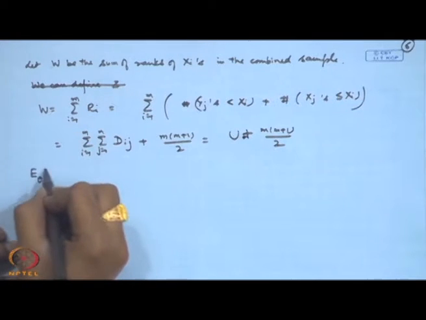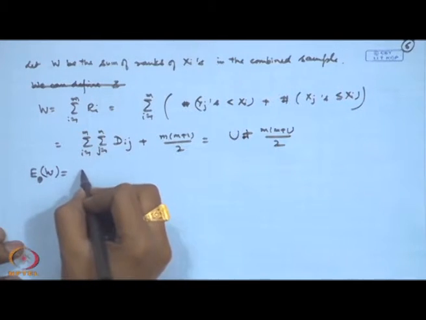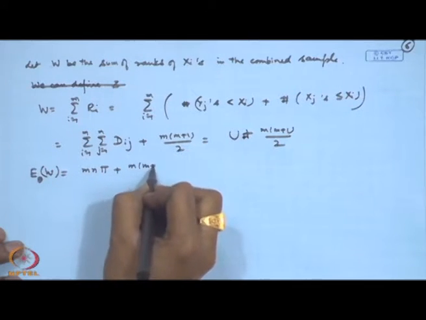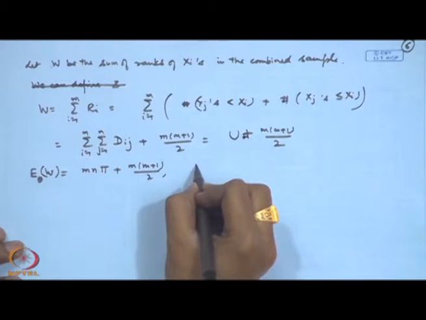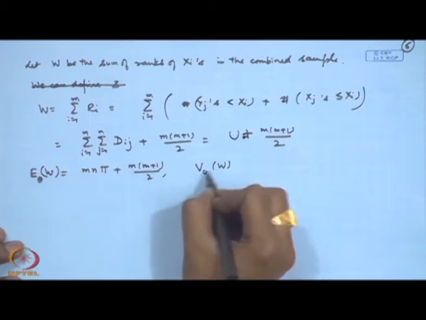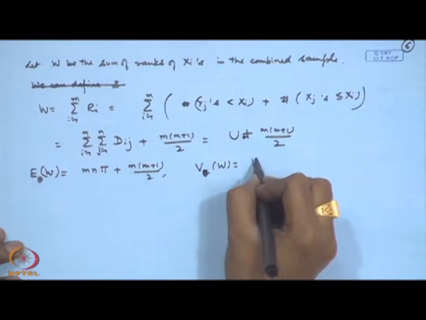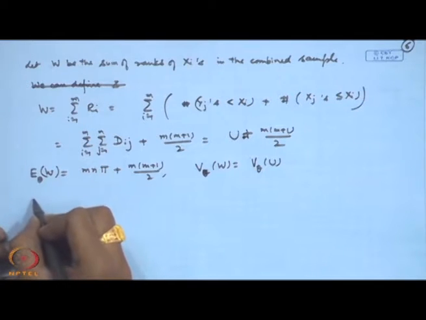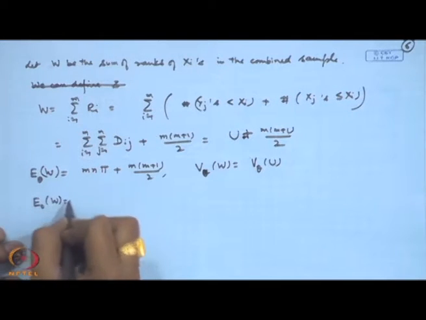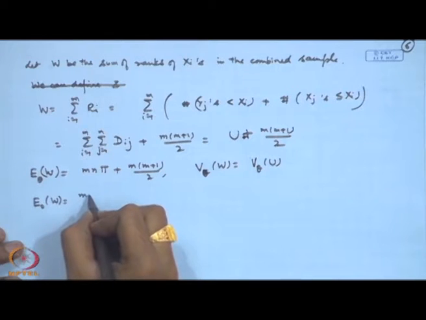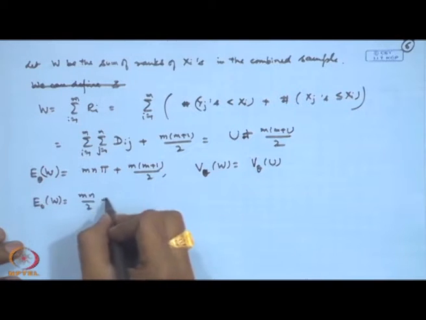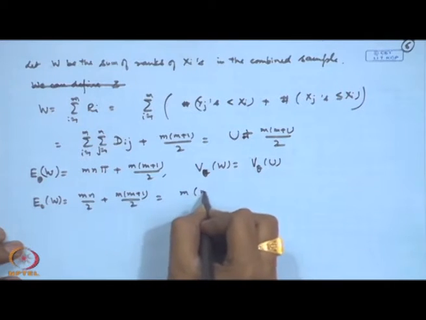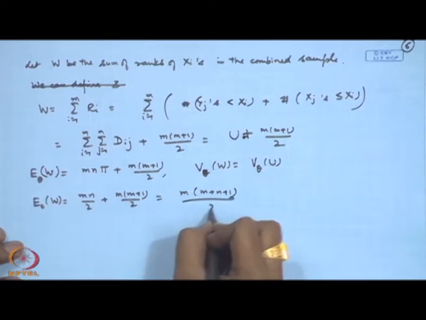So, in general, expectation of this will become equal to mn pi plus m into (m plus 1) by 2. The variance of W will be the same as the variance of U, because it is simply a location shift. Also, the null expectation of this will become mn by 2 plus m into (m plus 1) by 2, that is equal to m into (m plus n plus 1) by 2.